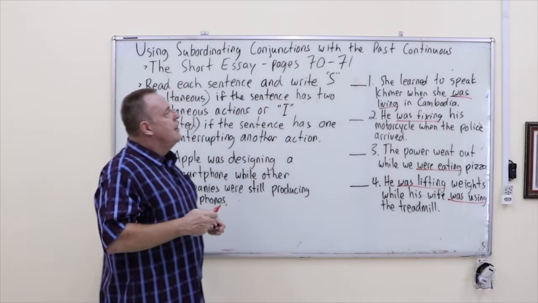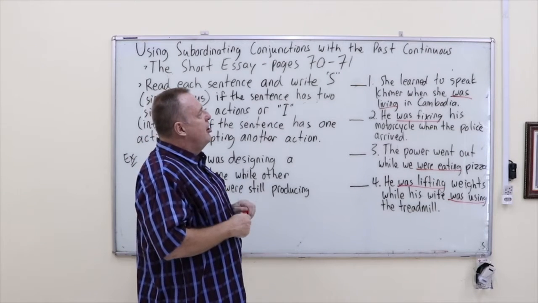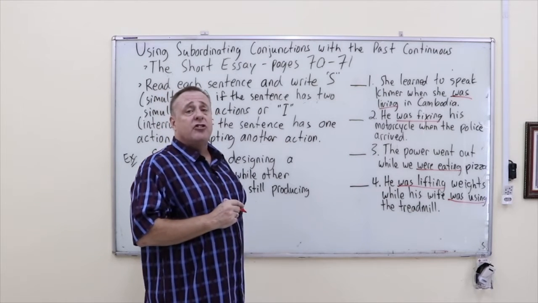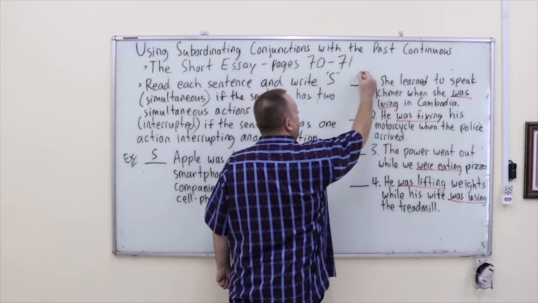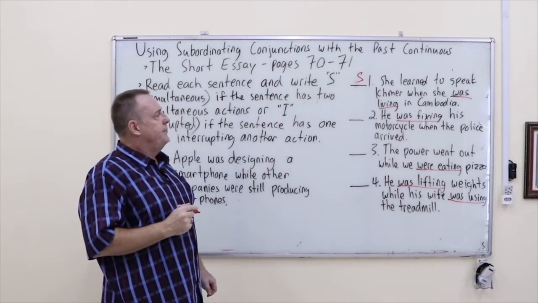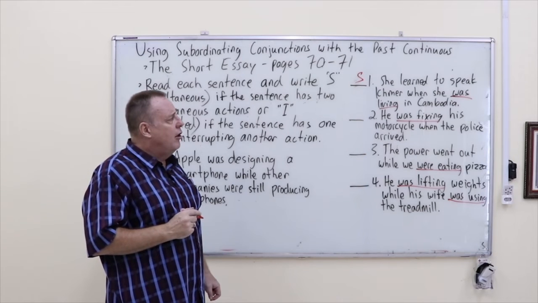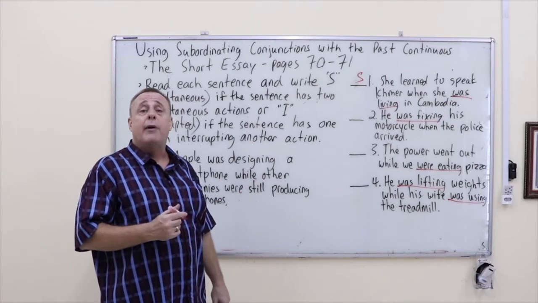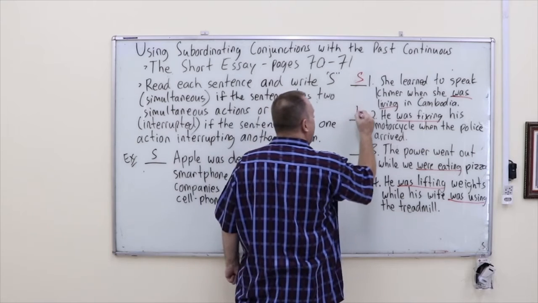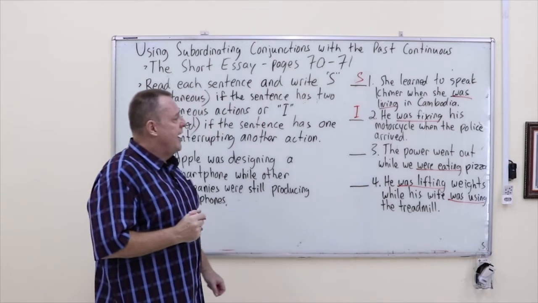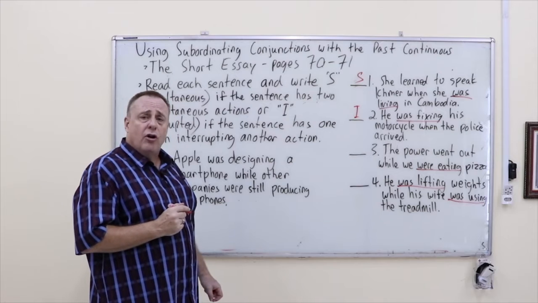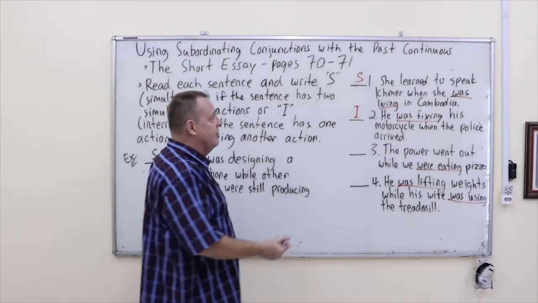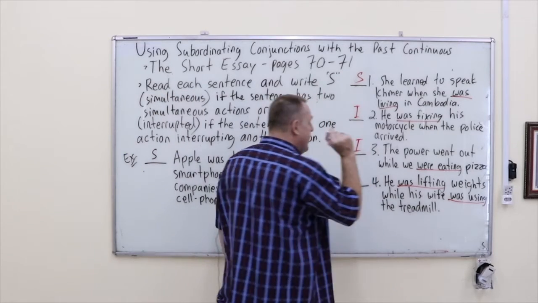Okay, now, let's have a look at these. So for number one, she learned to speak Khmer when she was living in Cambodia. Well, that would be a simultaneous activities, so let's give it an S. Number two, he was fixing his motorcycle when the police arrived. Okay, so the police arrived and basically interrupted him. So we will give that one an I. Let's look at number three again. The power went out while we were eating pizza, okay? The power interrupted their dinner eating pizza, so that would be an interrupted activity. We'll give that an I.